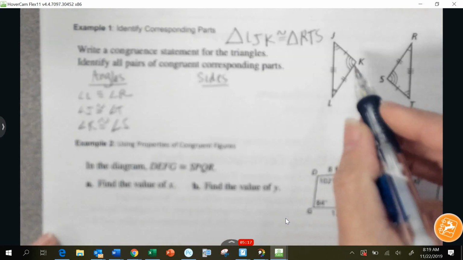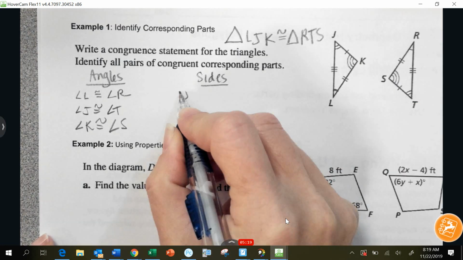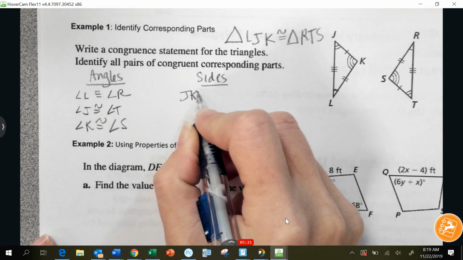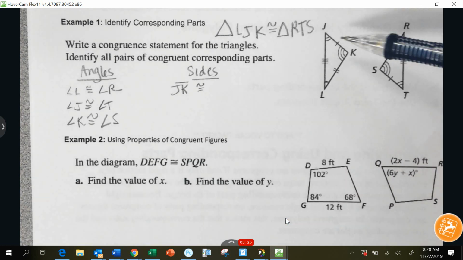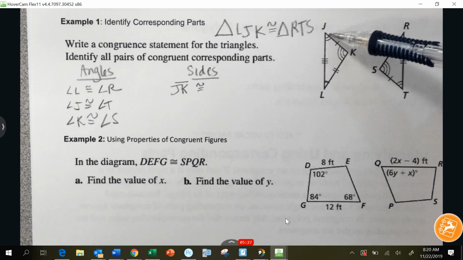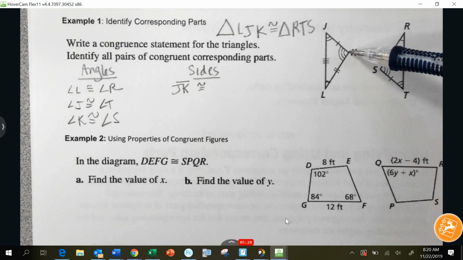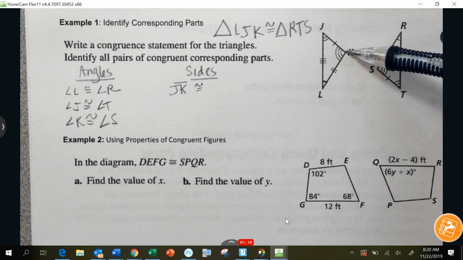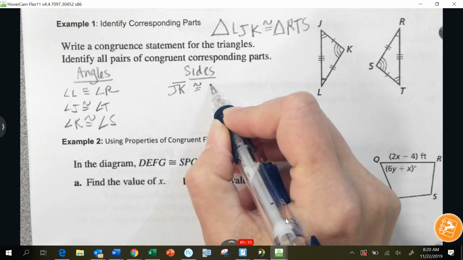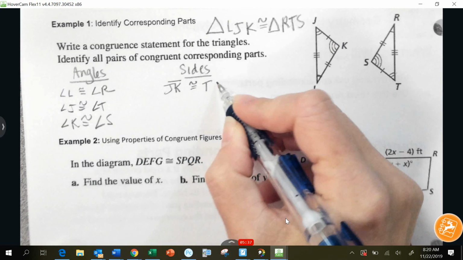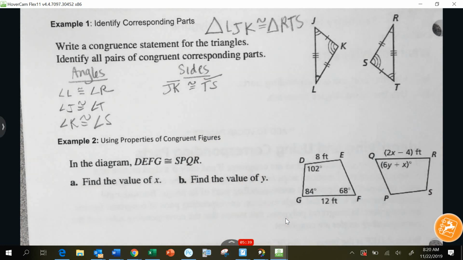All right, the sides would be JK is congruent to, now, because I went from J to K, I went from 2 arcs to 3 arcs. I need to do the same thing. I need to go from 2 arcs to 3 arcs. So side T to S. So I'm putting the corresponding ones in order.